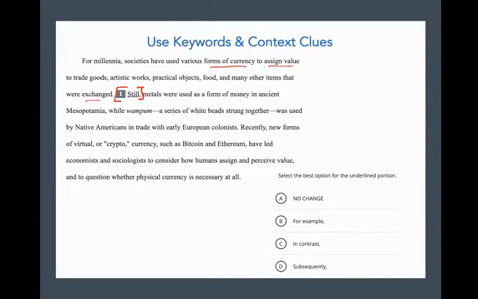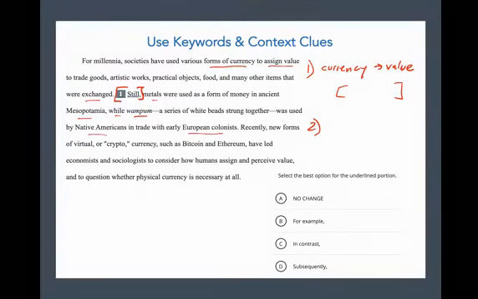So my first idea is people had currency. They used different currency to assign value for exchanging goods and services. Now I want to transition and come to my second idea. What's my second idea? Metals were used as a form of money in ancient Mesopotamia, while wampum, a string of beads, was used by Native Americans trading with early European colonists.